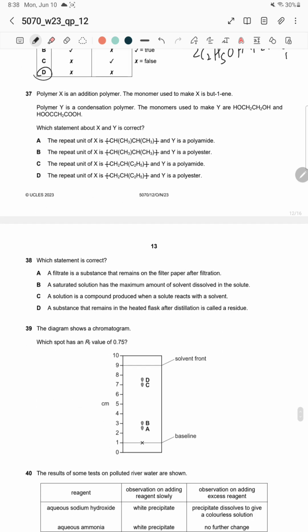37, from the macromolecule chapter: polymer X is an addition polymer. The monomer used to make X is but-1-ene. So this one will be used, but-1-ene. This is the structure. Polymer Y is a condensation polymer. The monomer used to make Y, this one, is ethylene glycol, its common name, and then we have this compound. Which statement about X and Y is correct?